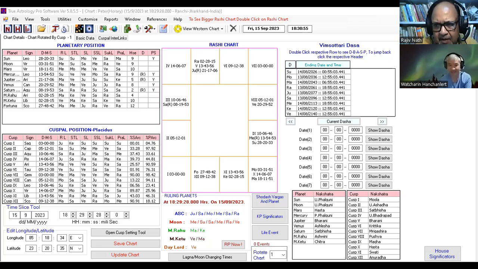As per your number 169, the horary number 169, your ascendant is changed. The most important thing in this is the sub lord. This entire thing is based on the sub lord. Now, is this clear absolutely or not? Yeah, I see, sir.